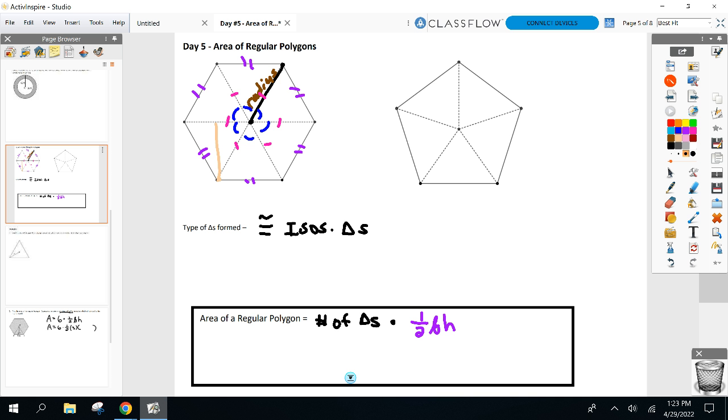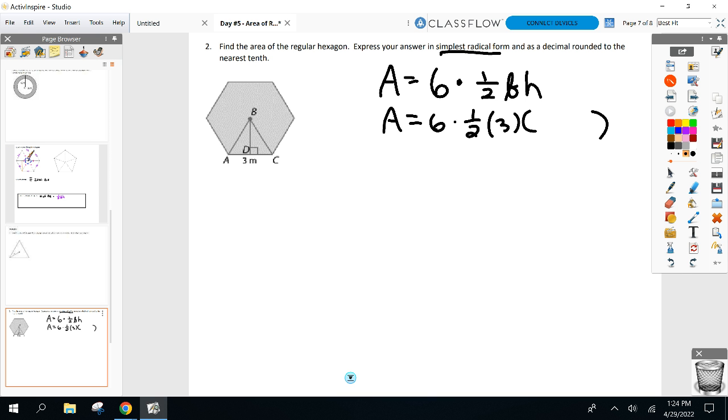60. How'd you find it? 360 divided by 6. Good, so this whole angle here is 60 degrees. We could get into why, but guess what? When I draw the height in, what do you think you know about these two new triangles you formed? They're going to be congruent. So that 60 gets cut in half by the height. So now, what type of triangle am I working with?